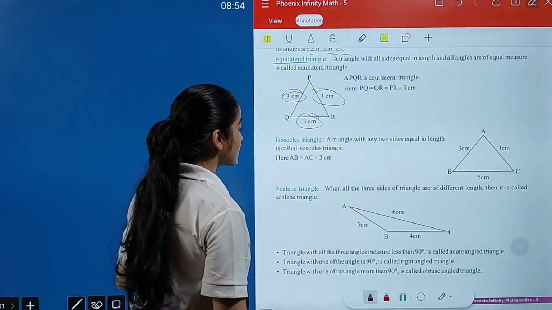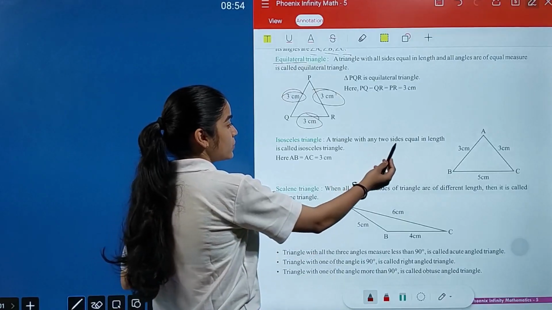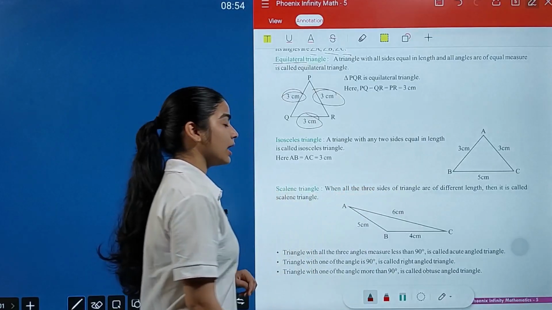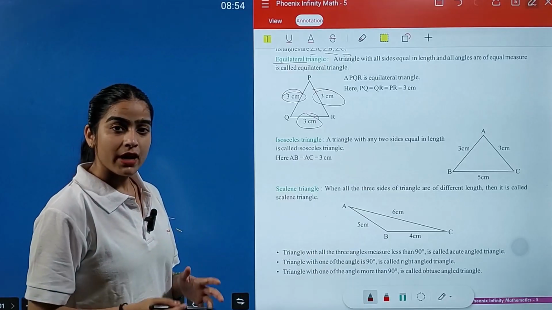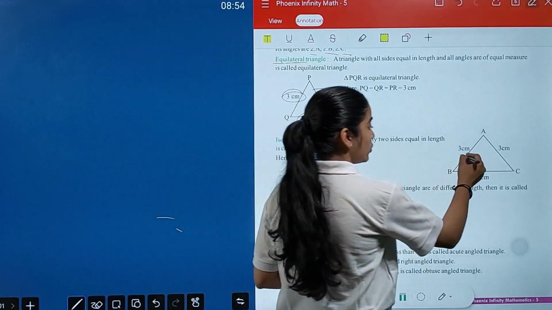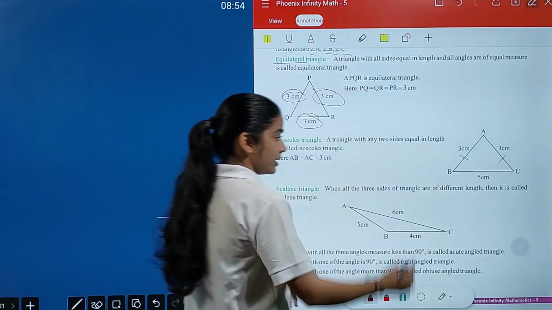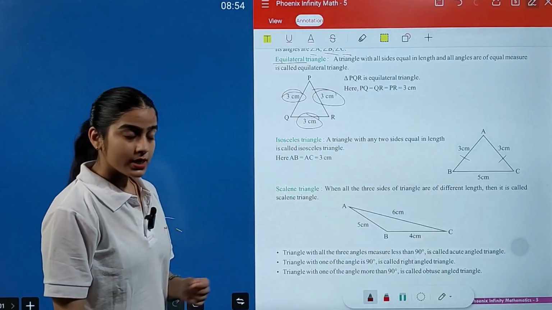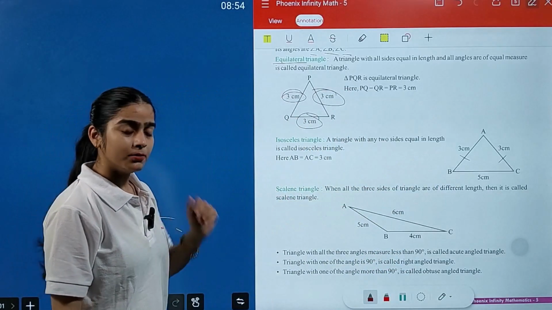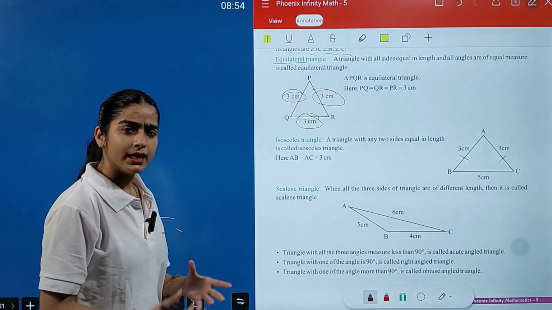Now we have the isosceles triangle. A triangle with any two sides equal in length is called an isosceles triangle. So when we have a triangle where we have only two equal sides, in this case AB is equal to AC, so this is your isosceles triangle. And the third one has any random measurement.